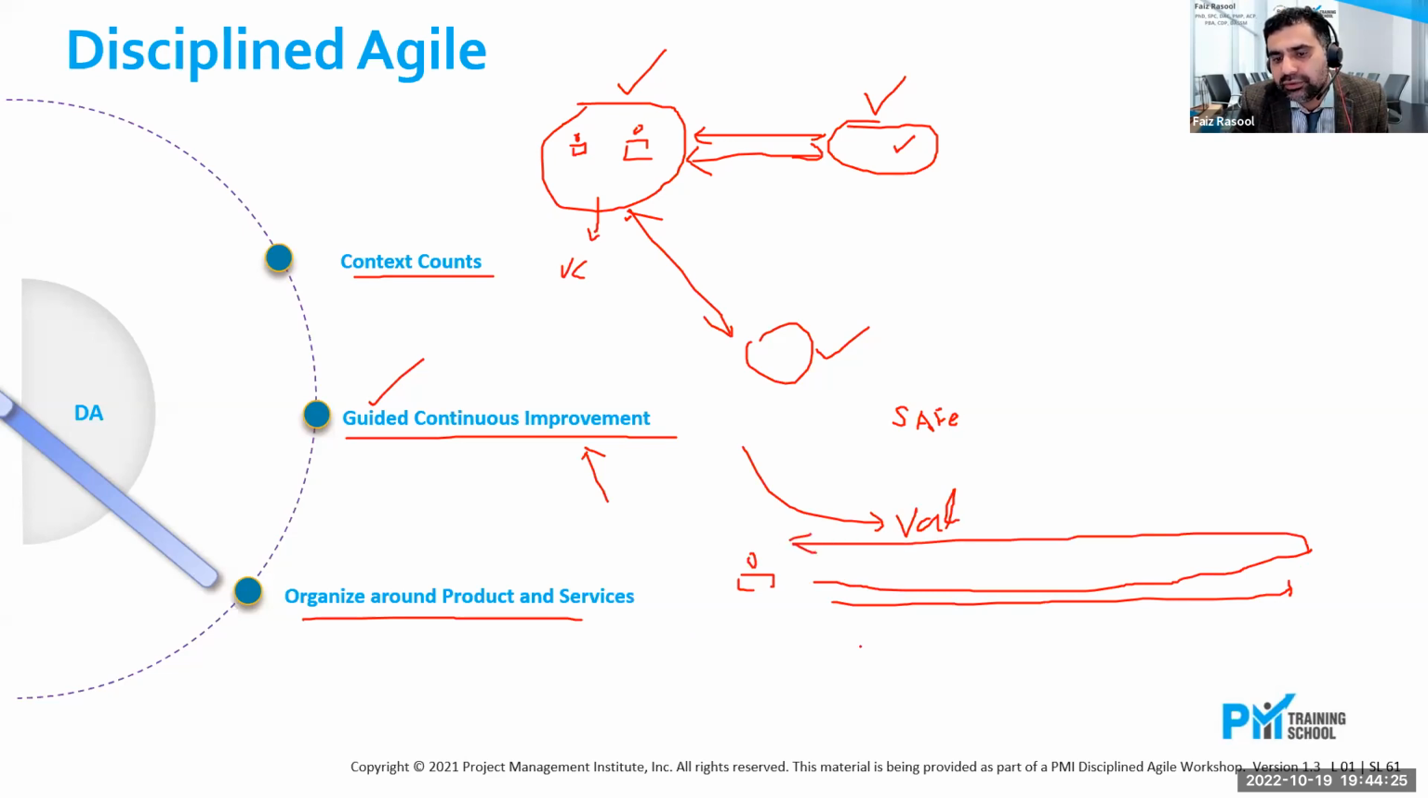So what DA says, or any other framework says, is that we must organize around the value streams, and the output of these value streams are products and services. Any question at this point?